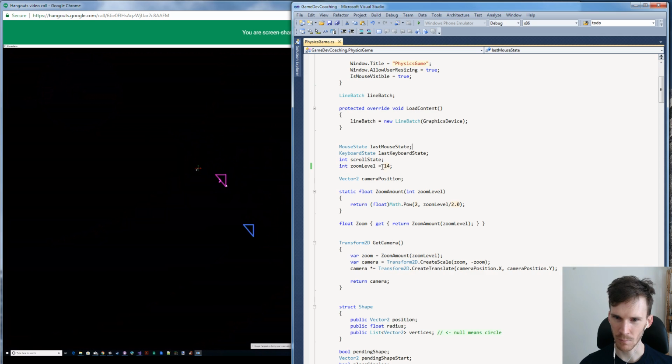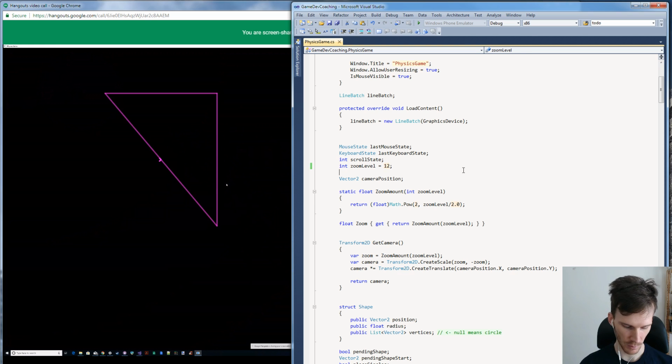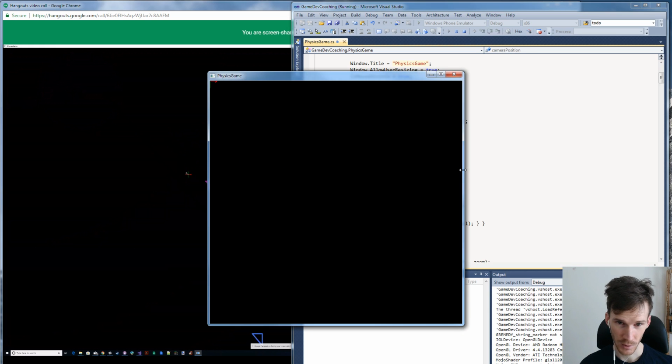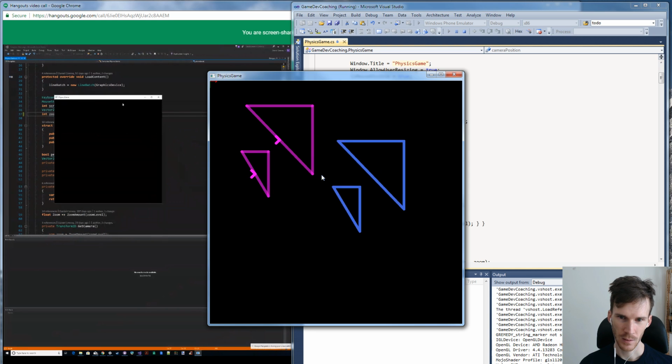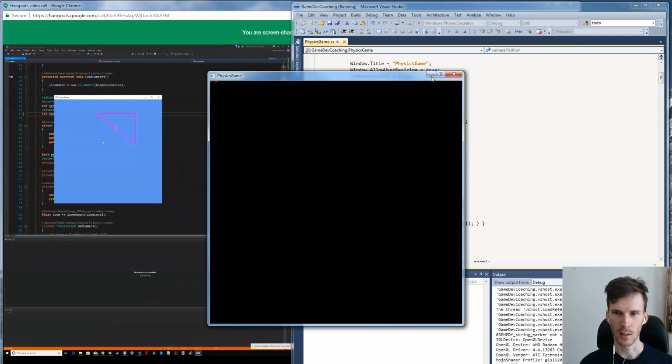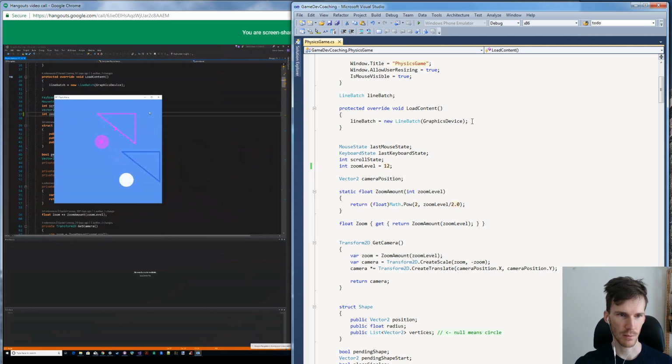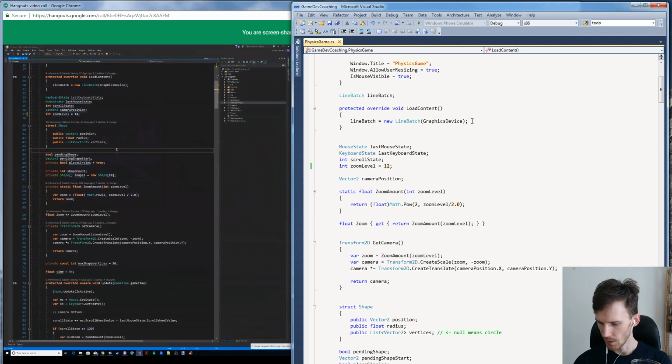I may even say maybe we'll zoom that out just a smidgen to start with. Maybe we'll start with zoom level 12, which gives us a bit more of a zoomed out feel. Okay, so that's sorted, and I guess we'll feel better about what we're going to do next.